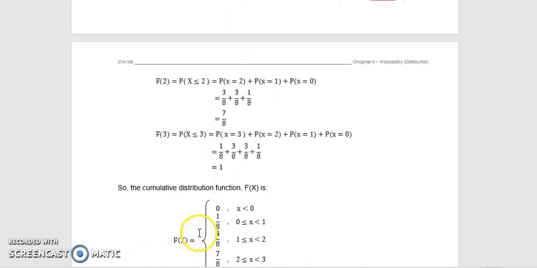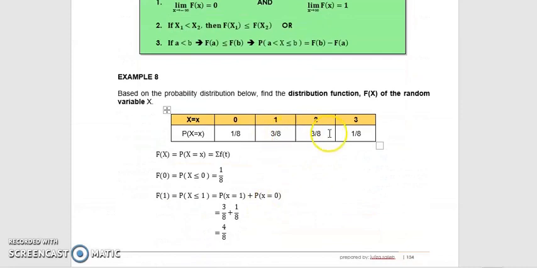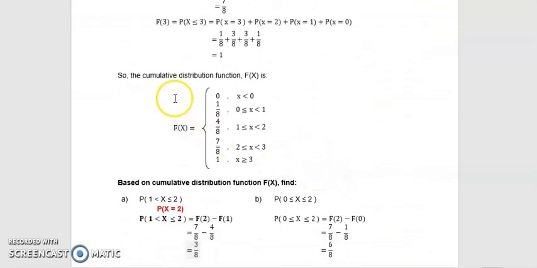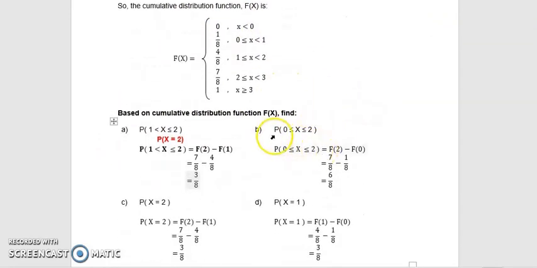Which is also equivalent to this table. Because in certain questions, this table will not be given to you. It will give you the cumulative distribution values directly, so based on this cumulative distribution, you need to answer questions like this.